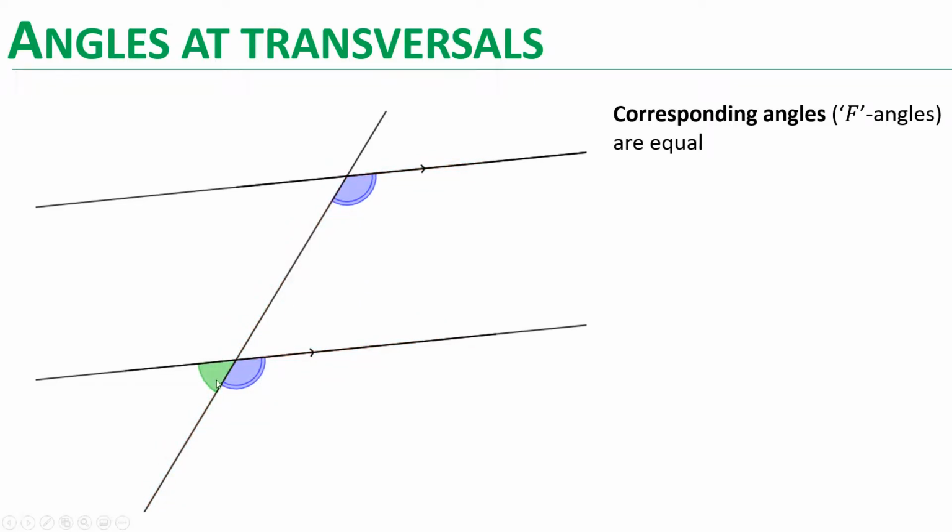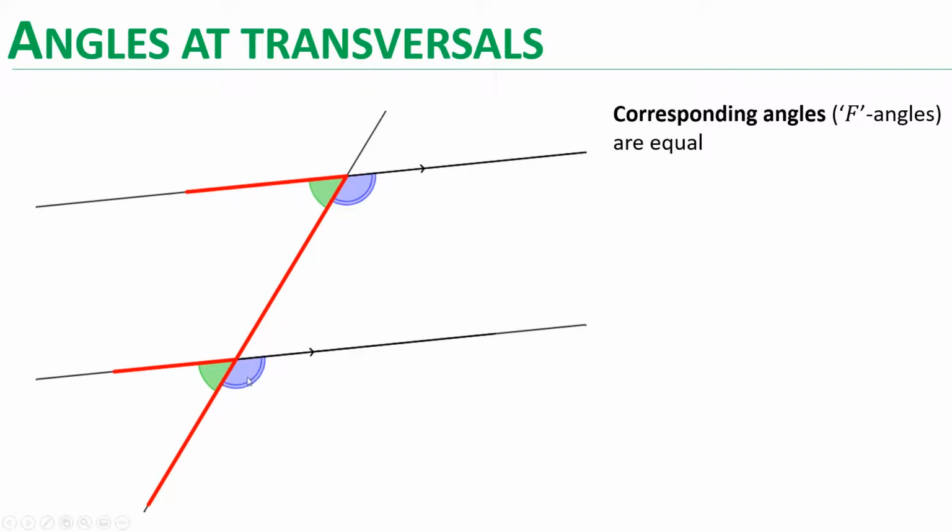I can do something similar for this green angle here. I can pick it up and slide it along the transversal. So for the same reason, these two angles are also corresponding angles. And indeed, we have an F shape here too, only in this case it is a reflected F.